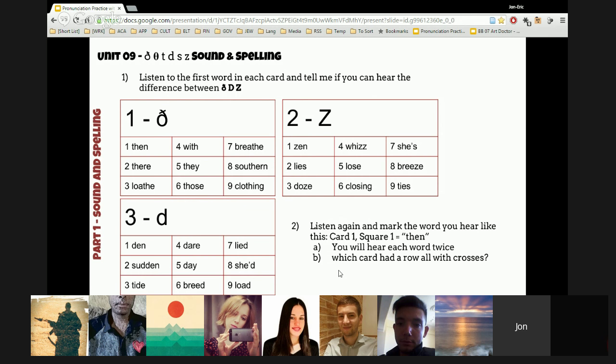Okay. You will hear each word twice. Which card had a row with all crosses? Which card or cards? Okay. Are you ready to play the game? This is just to see if you can hear the difference between the sounds. So that's it. It's all we have to do. Afterwards, you're going to get a chance to try this yourself. Are we ready? Yes, ready. Here we go.